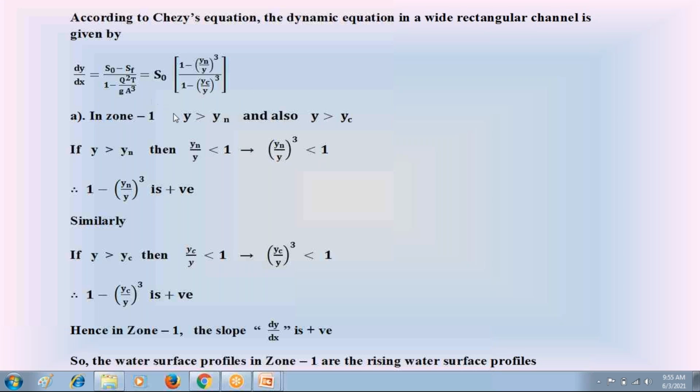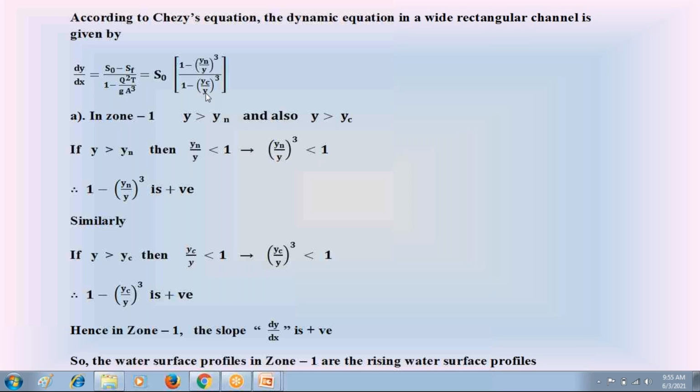Please focus on this right hand side. Dy by dx is the slope of the water surface profile. Check this right hand side, S naught is the channel bottom slope, constant. Yn is the normal depth of flow. Just now I explained the determination of this Yn. Yc is the critical depth of flow. I also explained the determination of Yc. And what is this Y in the right hand side? Y is the depth of water flow in the open channel.